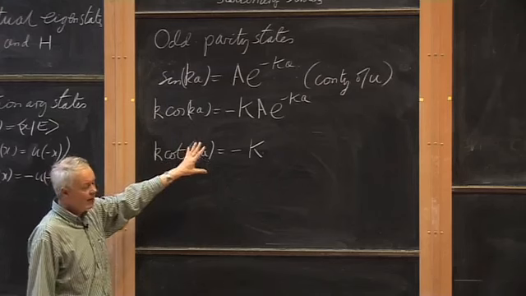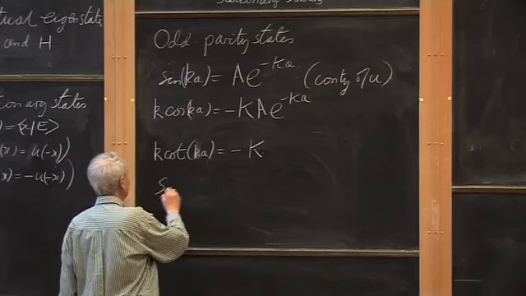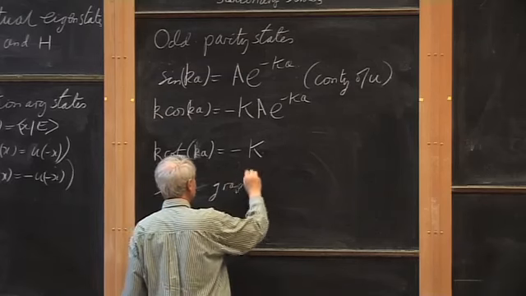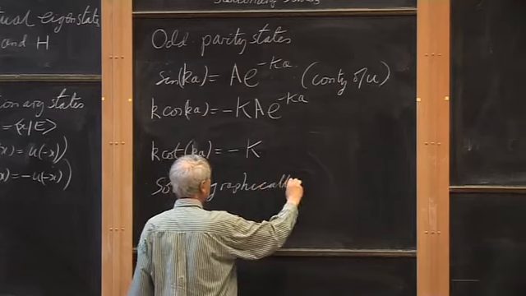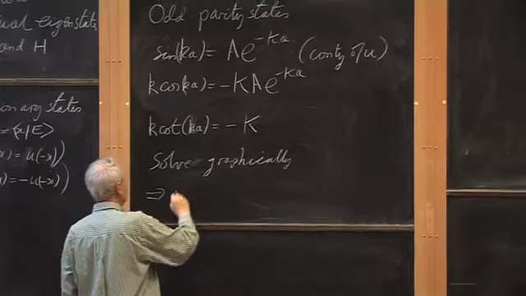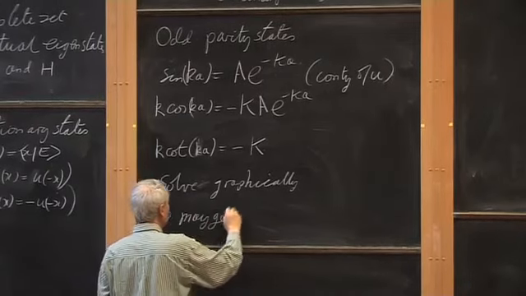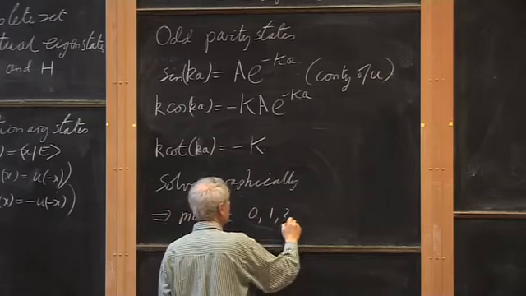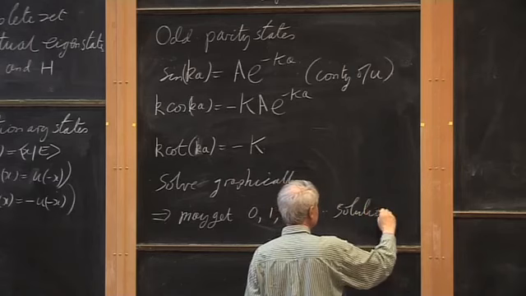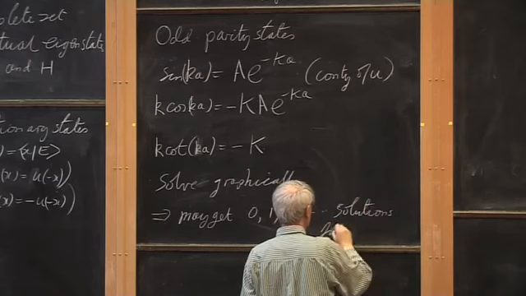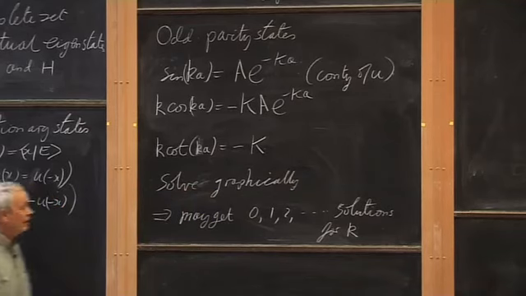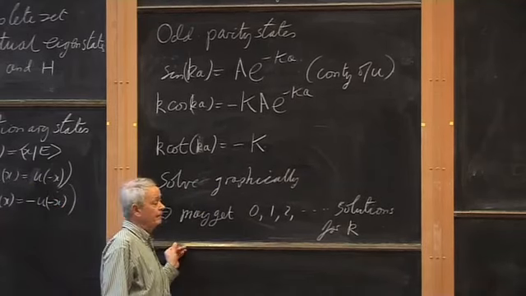So this equation can be graphically solved. That's the exercise. And we find that we may get 0, 1, 2 solutions for k. And for every solution, we have an odd parity stationary state.